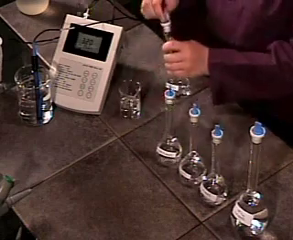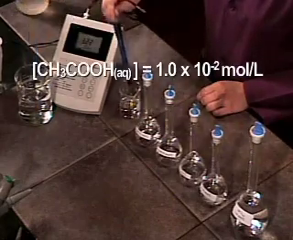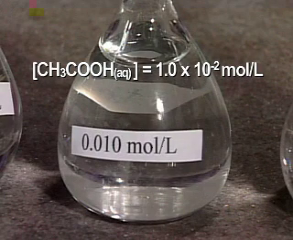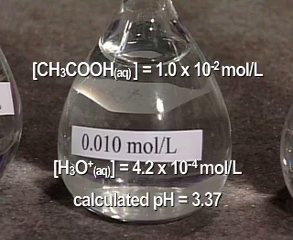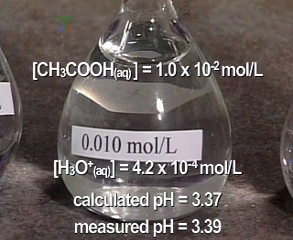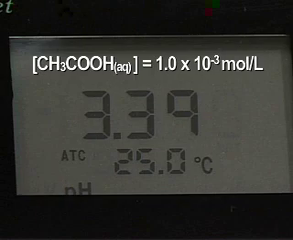A second, a third, and a fourth dilution are performed, and in each case the pH is measured. After the second dilution, the concentration of the ethanoic acid solution is 0.010 mole per liter. 0.010 mole per liter ethanoic acid is 4.2% ionized. The concentration of hydronium ions in the solution is 4.2 times 10 to the negative 4 mole per liter. The measured pH is 3.39.